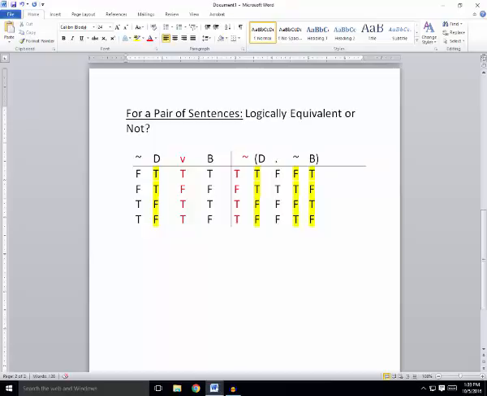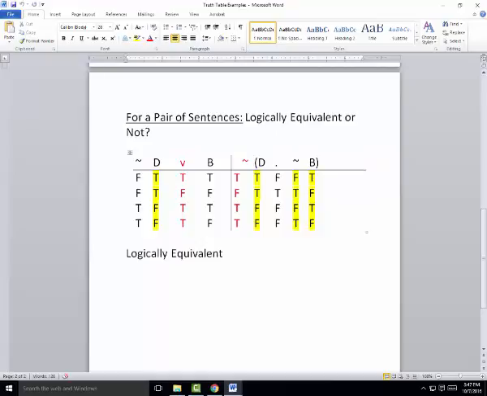We've done the main operator on the left sentence, main operator on the right sentence, and we just compare them. And we're asking, in this case, are they logically equivalent? And that means the question is, are they the same on every assignment? So here we see that they are. True, false, true, true. Exact same value on every assignment. So they are logically equivalent.